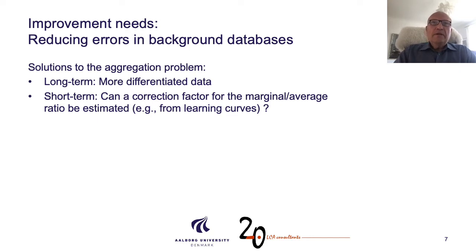One possible idea is that we could use a correction factor for the marginal average ratio, so that we can apply that to the different industries, depending on, for example, learning curves, other information that may be available. This is just an idea, and I think it's an interesting option to pursue. But of course, it shouldn't stand in the way of actually collecting more detailed data.